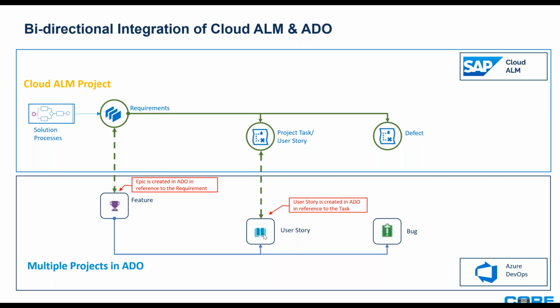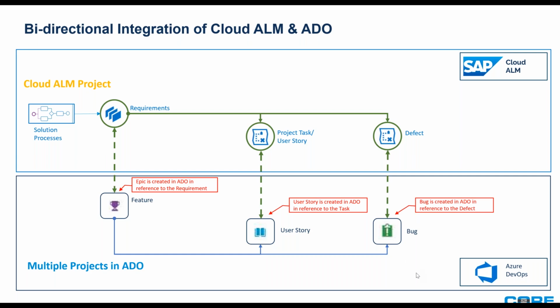Now you can also map to, let's say, multiple projects in Azure DevOps. Therefore, for example, if you have different teams that use different projects, depending on what project you want this task or user stories to go to, you can predefine that in Cloud ALM by a tag or anything in that nature, where you can tell it to go to a separate project.